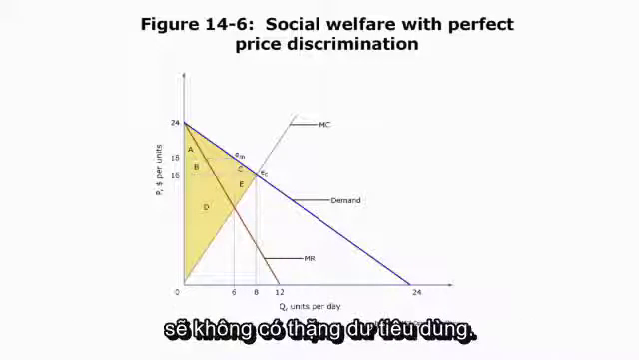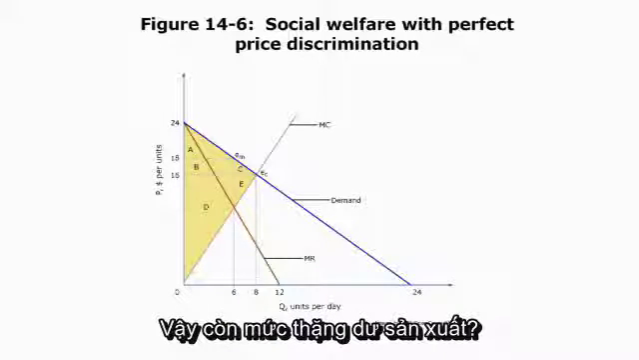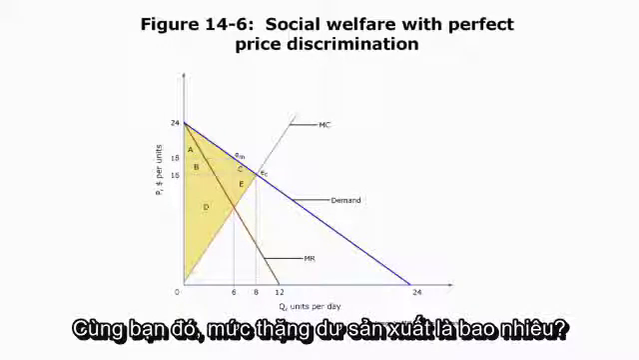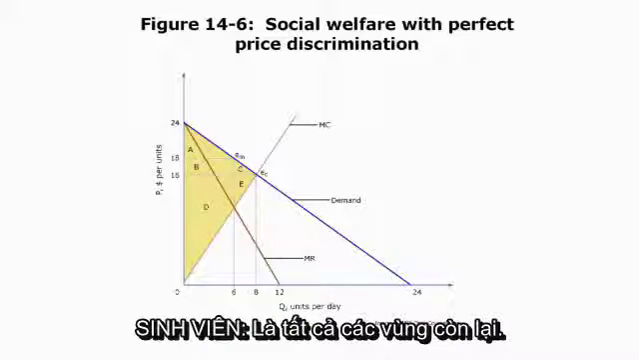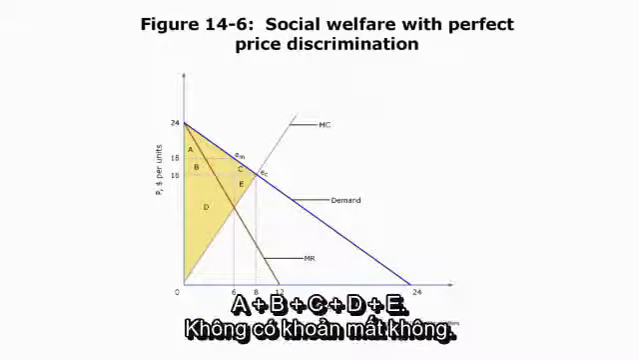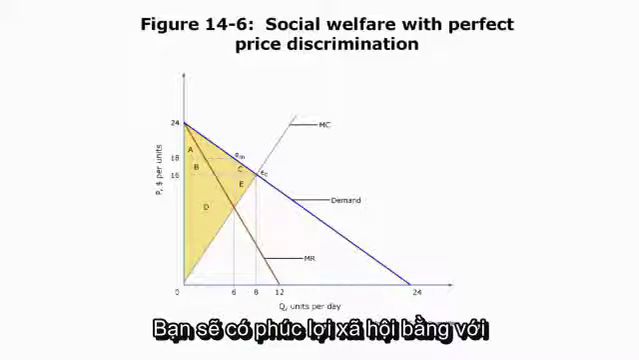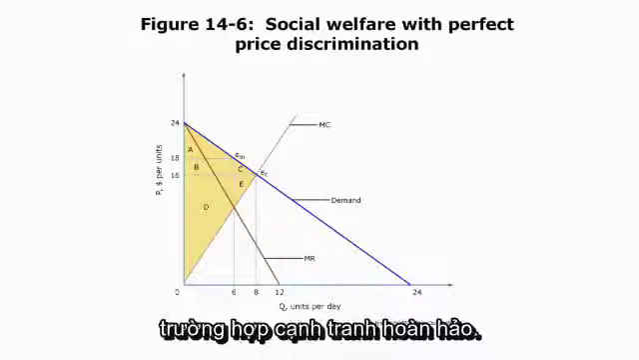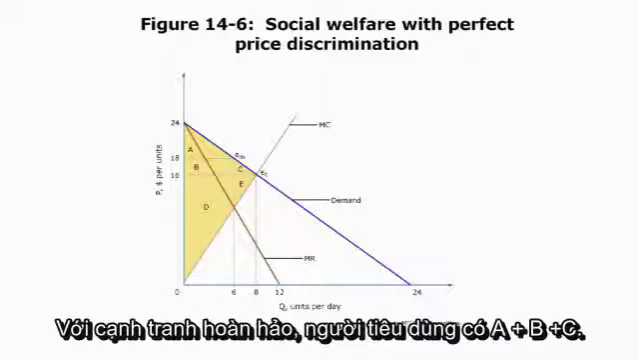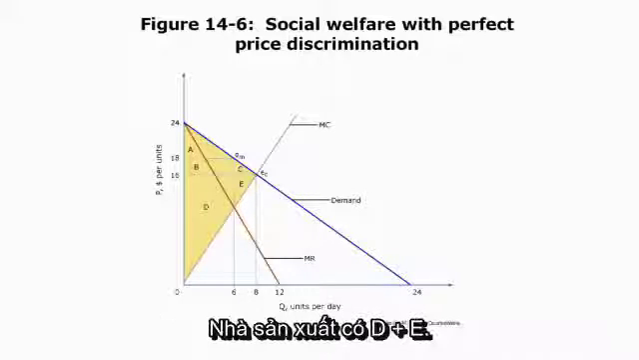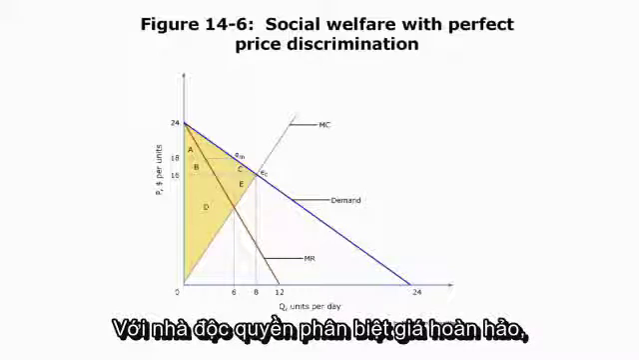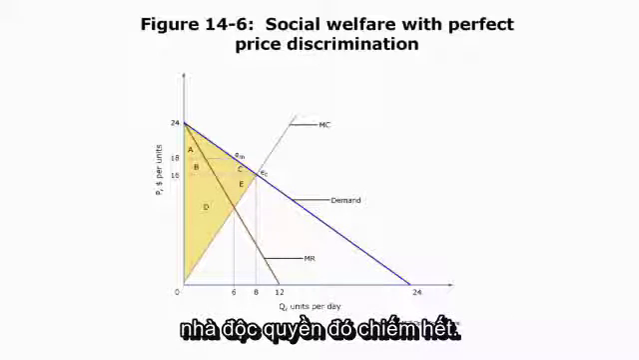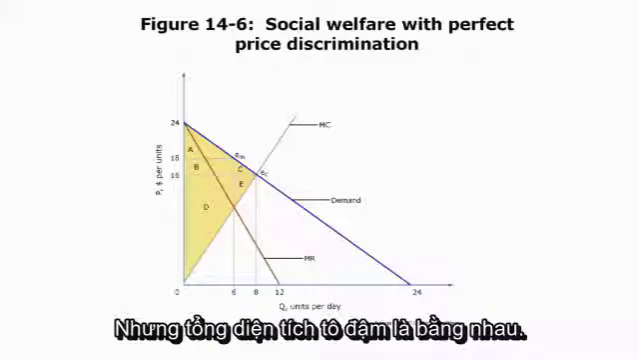With a perfectly price discriminating monopolist, there's no consumer surplus. But what's producer surplus? Same person. What's producer surplus? Everything. Everything else. A plus B plus C plus D plus E. There's no deadweight loss. You get exactly the same social welfare as you got with perfect competition. It's just divided differently. With perfect competition, consumers got A plus B plus C. Producers got D plus E. With a perfectly price discriminating monopolist, the monopolist gets everything. But the total shaded area is the same.